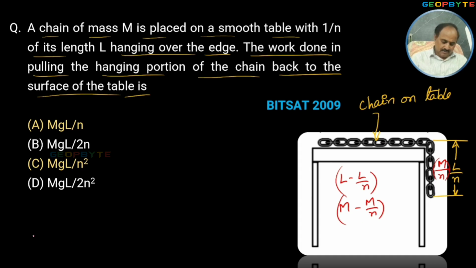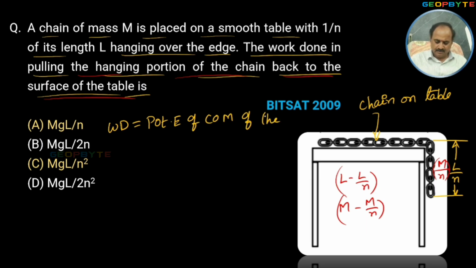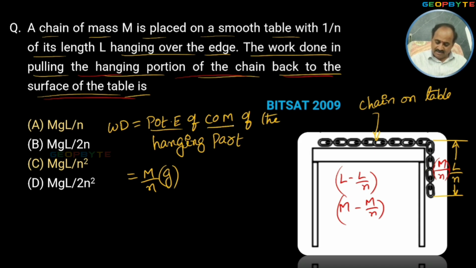Then it is asking the work done in pulling the hanging portion of the chain back to the surface of the table. Here work done means the potential energy of the center of mass of the hanging part. So work done equals potential energy of center of mass of the hanging part. What is the hanging part mass? Capital M by n, and g, right? Then the distance, potential energy of center of mass.